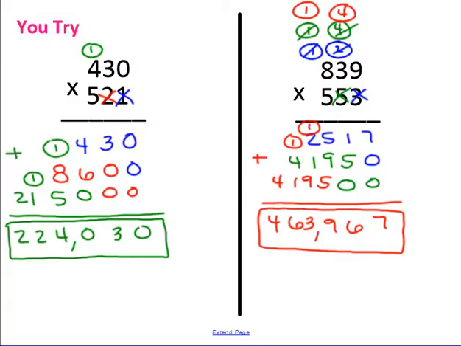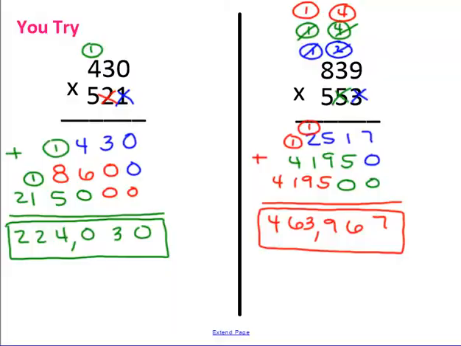For the last row, you have 2 placeholders, and then you should have 4195 in front of those 2 placeholders. When you add all those up, you should have 463,967.